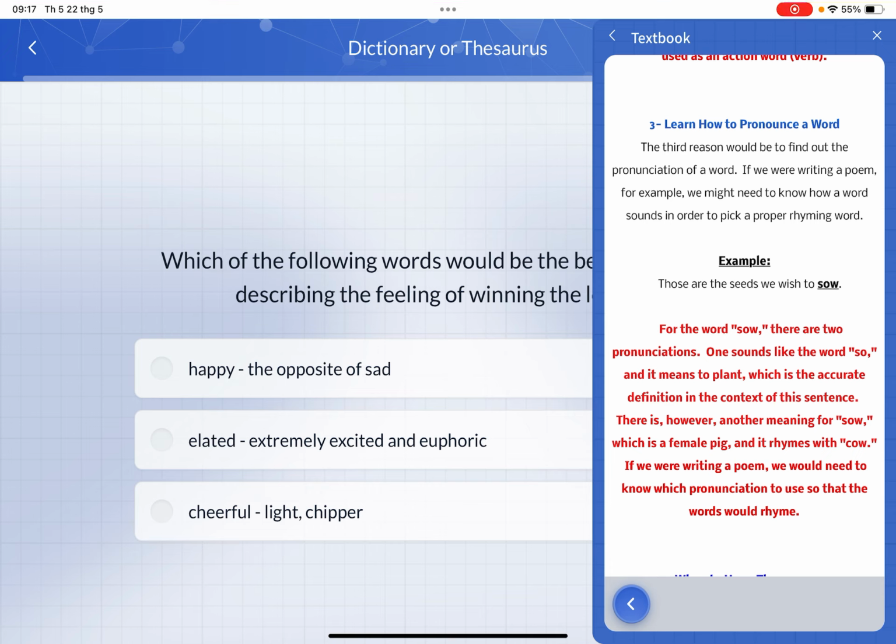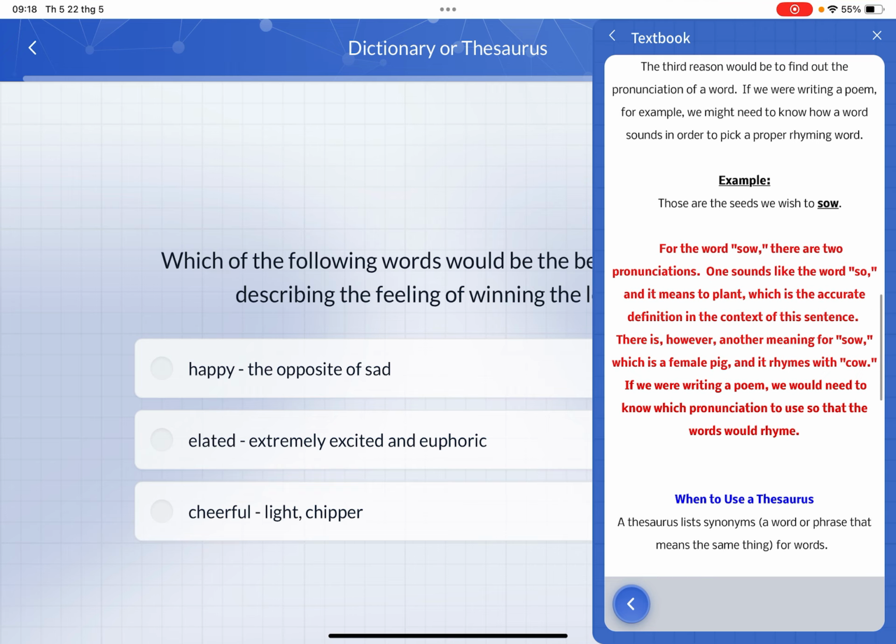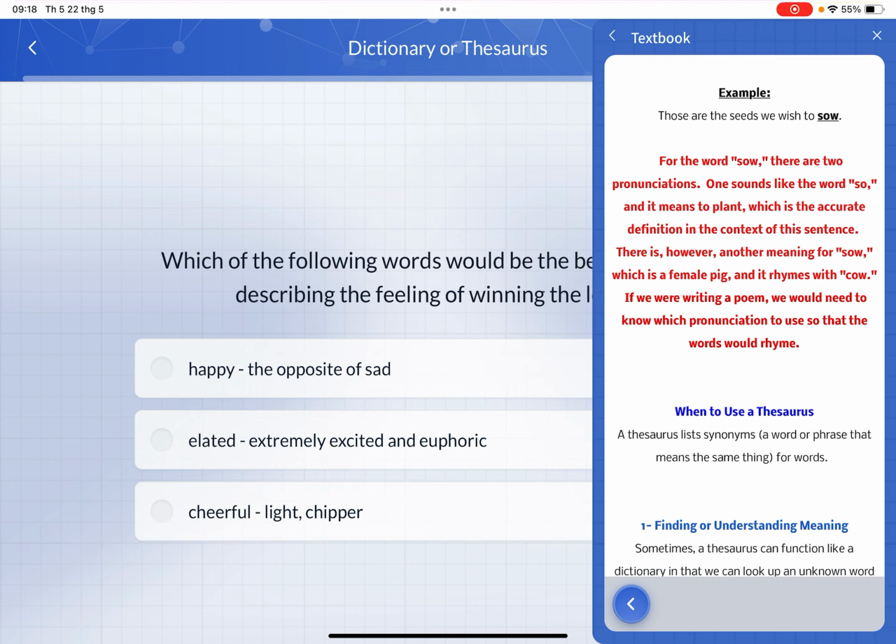For example, those are the seeds we wish to sow. For the word sow, there are two pronunciations. One sounds like the word so, and it means to plant, which is the accurate definition in the context of the sentence. There is, however, another meaning of sow, which is a female pig, and it rhymes with cow. So if we were writing a poem, we would need to know which pronunciation to use so that we would rhyme, or if we're just trying to read something correctly.